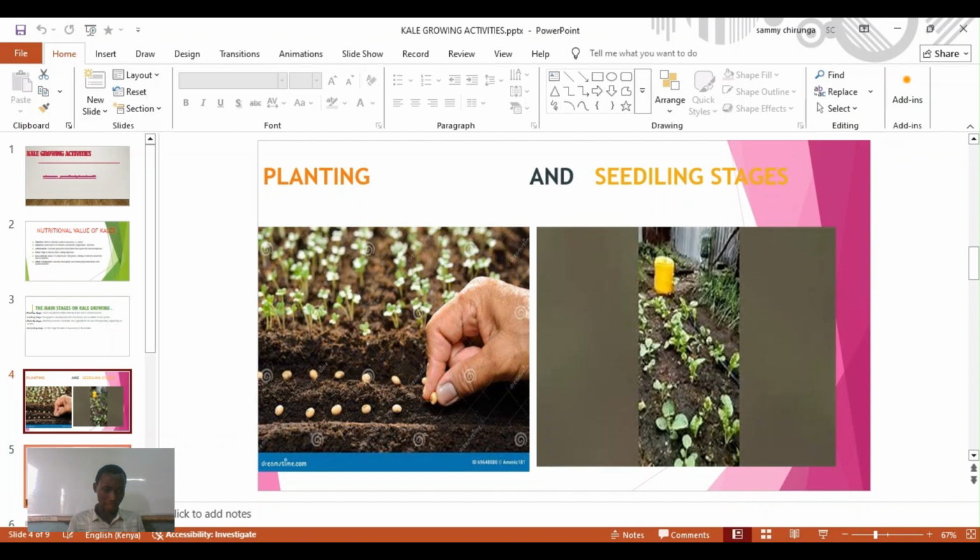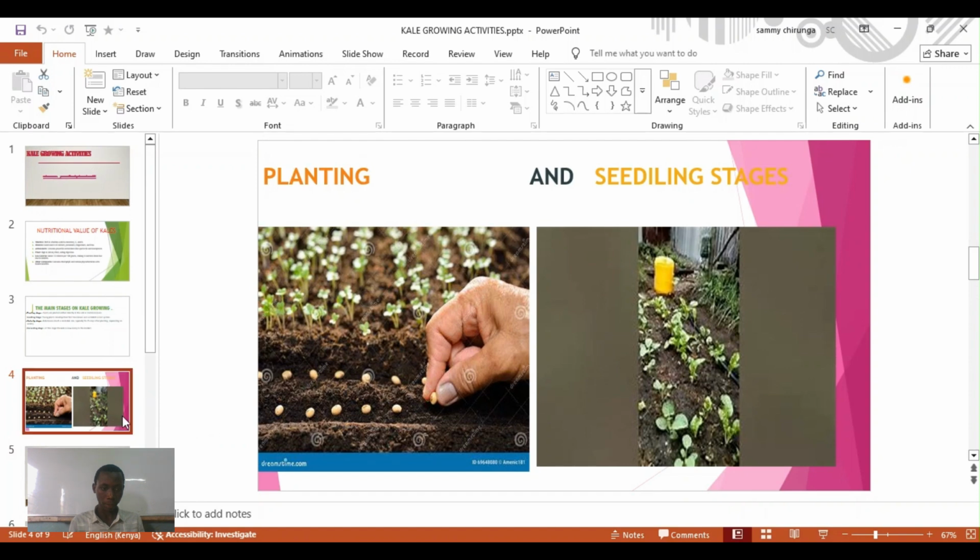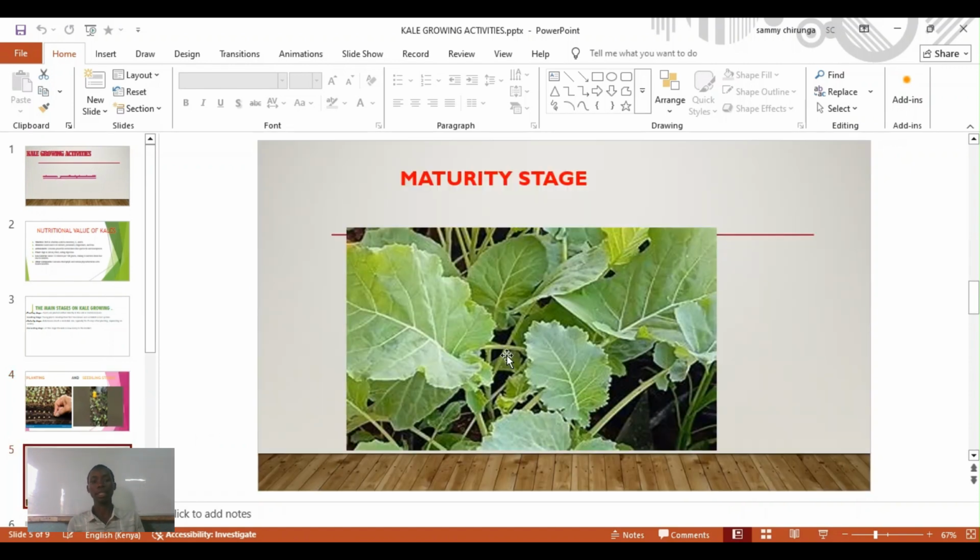Then to the other stage now, this one is what we call the maturity stage. As you can see there, the leaves have grown bigger, not like at the seedling stage, but this one has now enlarged. The leaves are well grown. You can see the width of the leaves is somehow broader than what we have seen in the seedling. So this one is what we call the maturity stage.